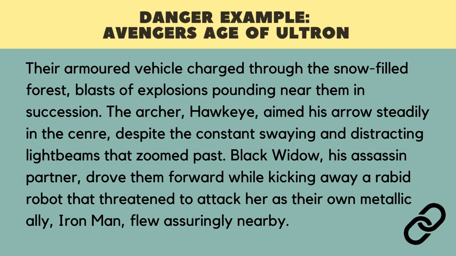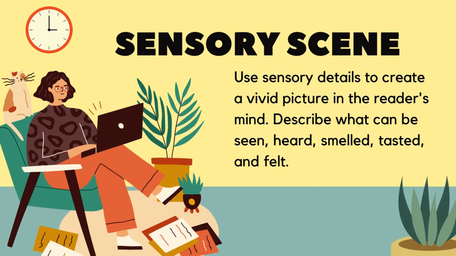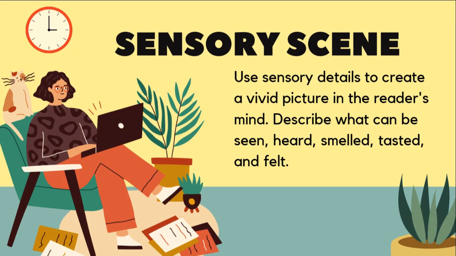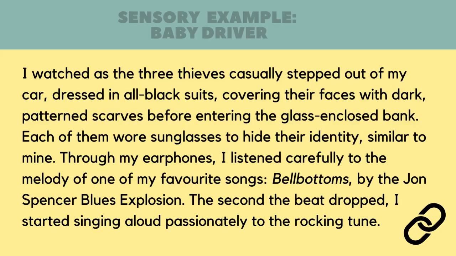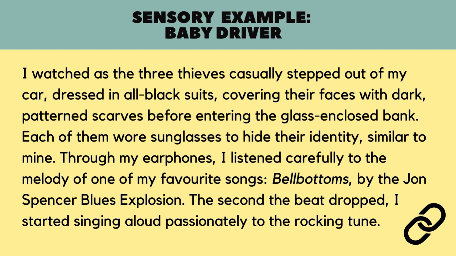Next is sensory scene. We use sensory details to create a vivid picture in the reader's mind. Describe what can be seen, heard, smelled, tasted, and felt. For example, movies that start by showing a view of the world or senses, such as Avatar, Way of Water, Elemental, and even Baby Driver. In Baby Driver, the main character uses the senses of sight, hearing, and feeling. Here is a written example of how you would use sensory scene to start your story.